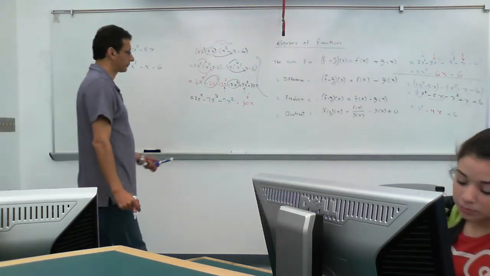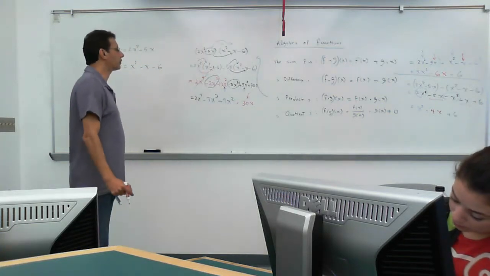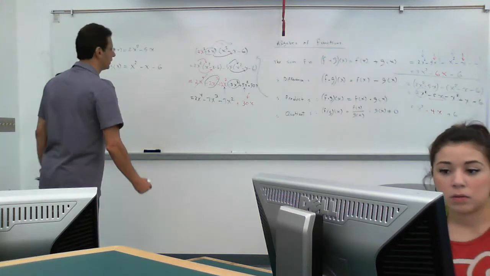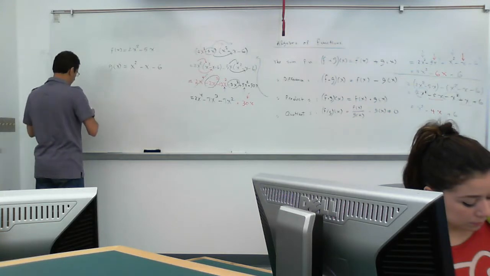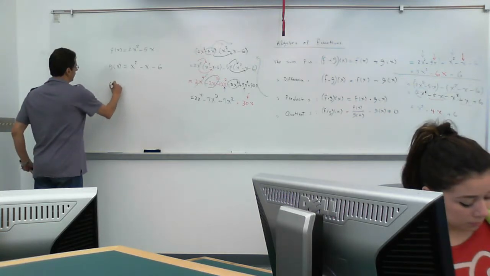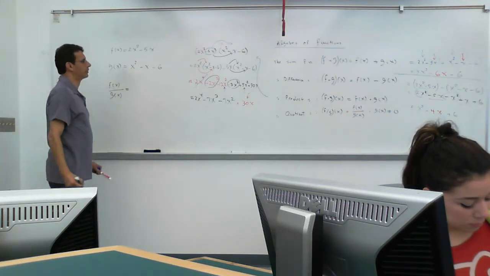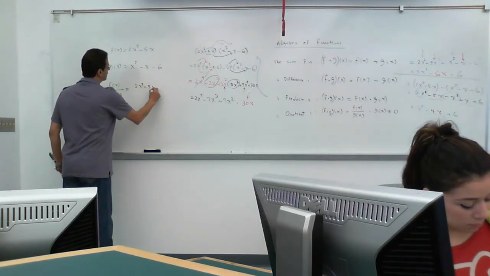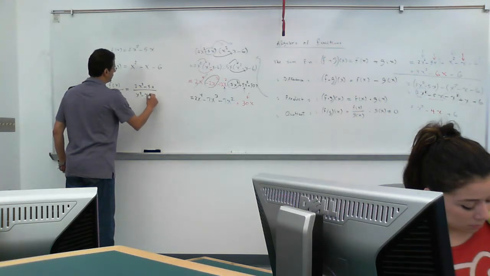Now, I'm going to get the last one, the quotient function. The quotient function, class, f of x over g of x is equal to 2x squared minus 5x over x squared minus x minus 6.